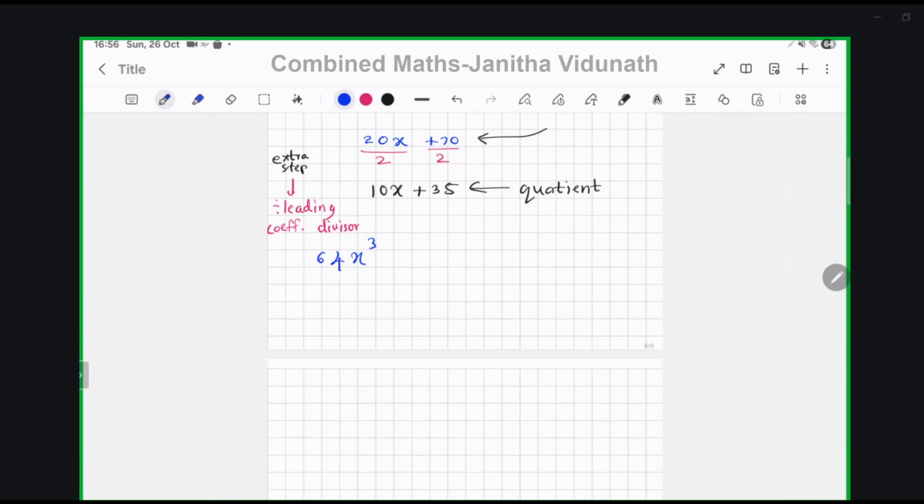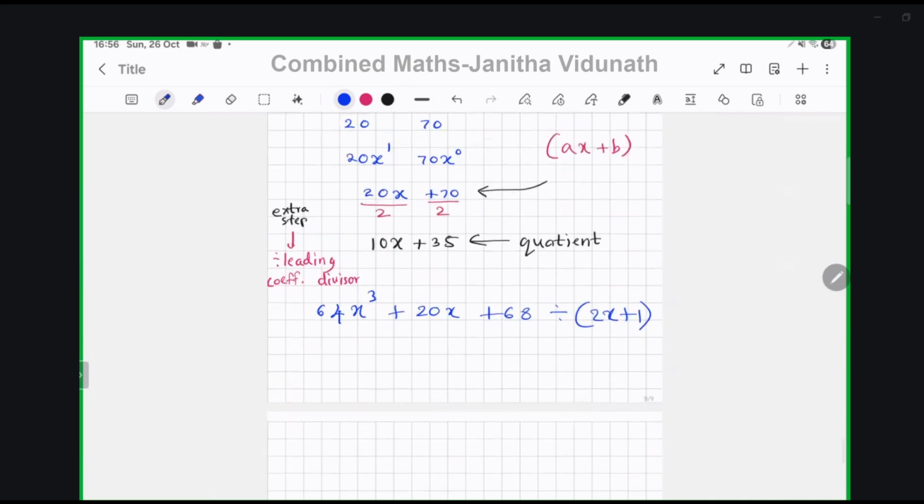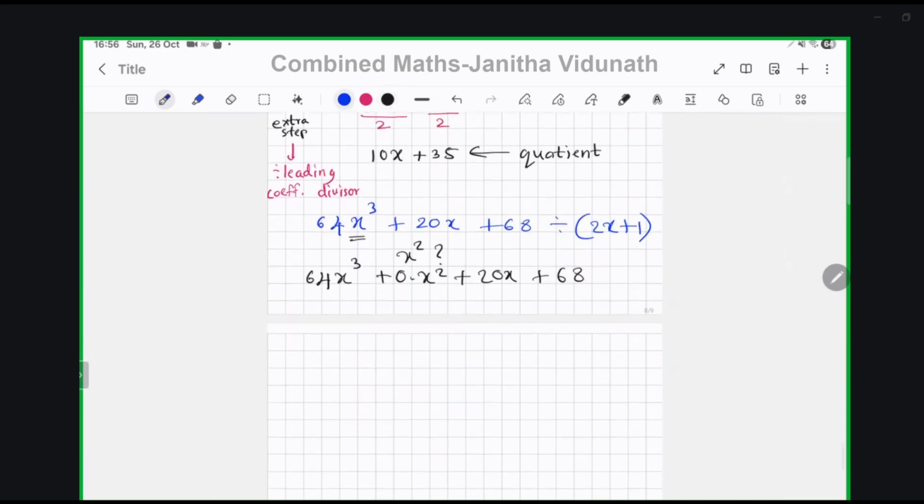64x to the power 3 plus 20x plus 68 needs to be divided by 2x plus 1. Here we have the x to the power 3 term, but the x to the power 2 term is missing. So we need to put that term with 0 coefficient. That means 64x to the power 3 plus 0x to the power 2 plus 20x plus 68. Then the coefficients for our synthetic division are 64, 0, 20 and 68.